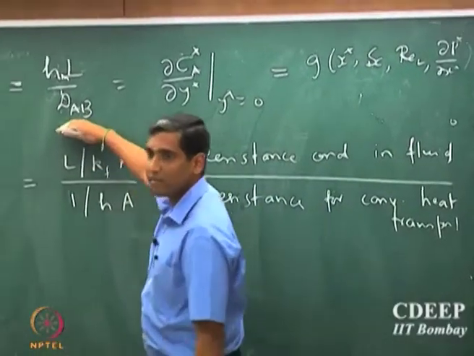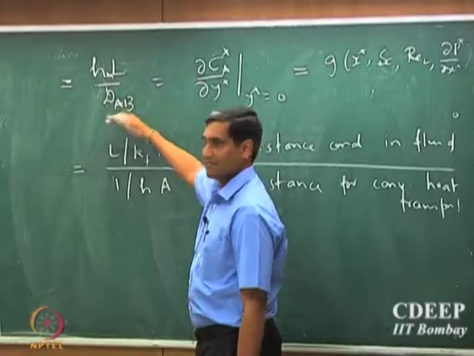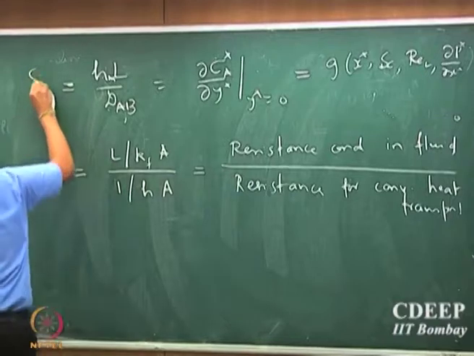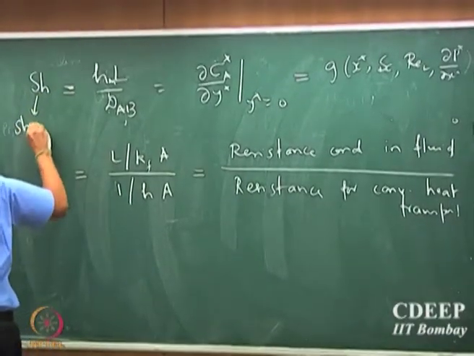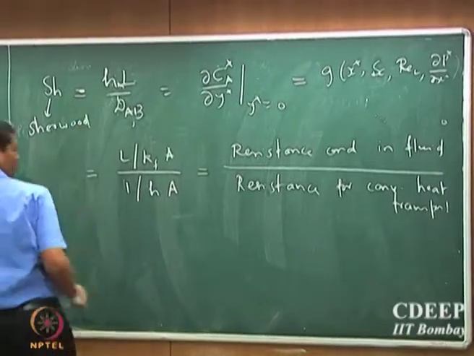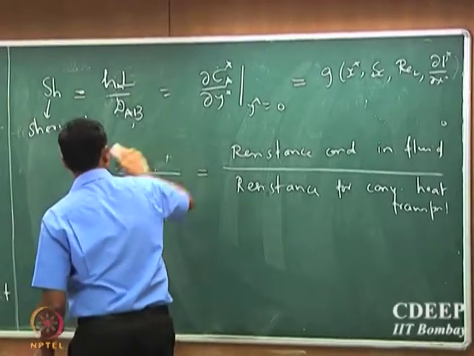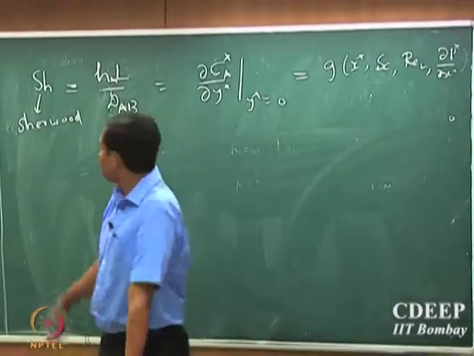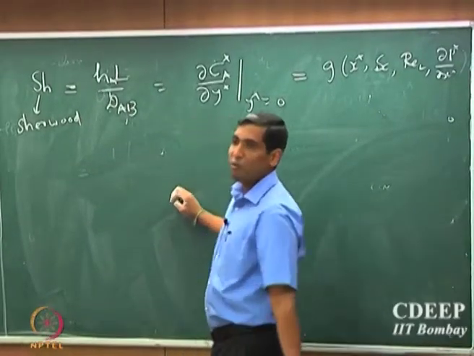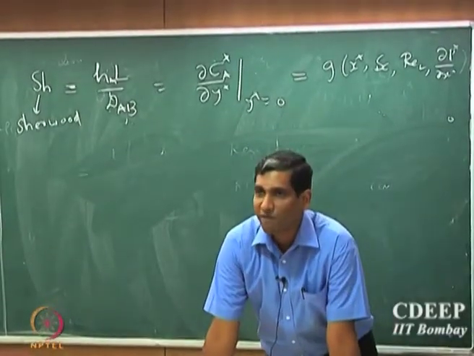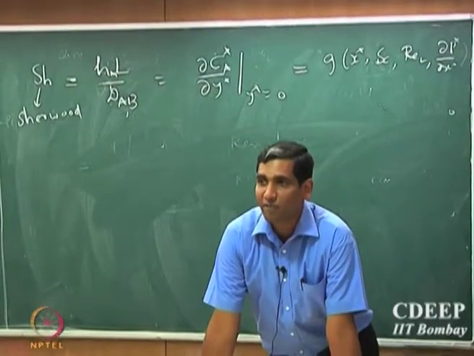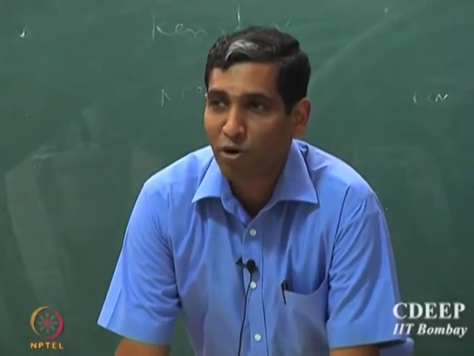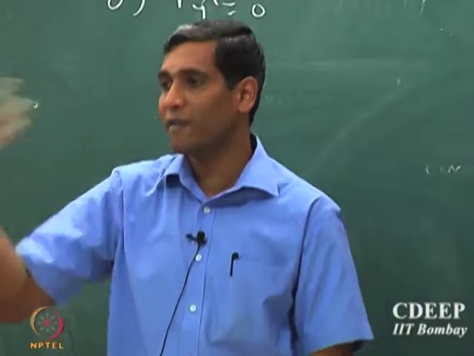What is this number called? No? So this is called the Sherwood number, if you have not heard of this. So it's the Sherwood number, which is Hm into L by DAB. Once again, it defines the ratio of the resistance to mass diffusion in the fluid phase, divided by the resistance for mass transport due to the presence of convection from the solid phase to the fluid phase.